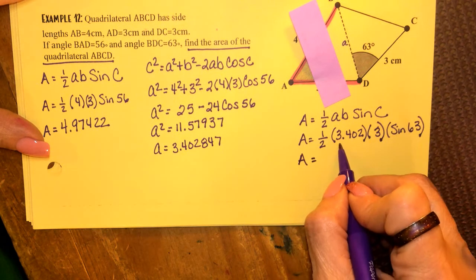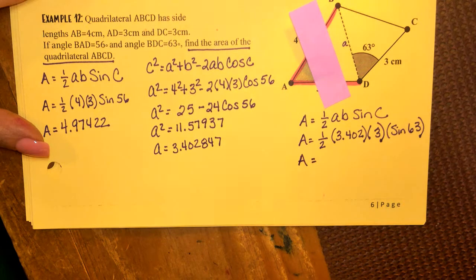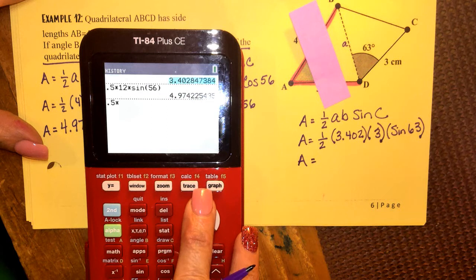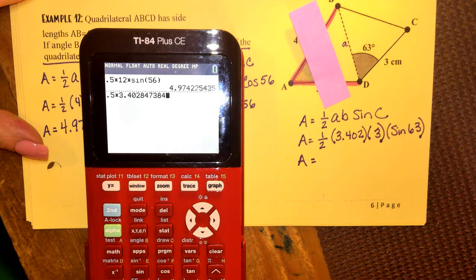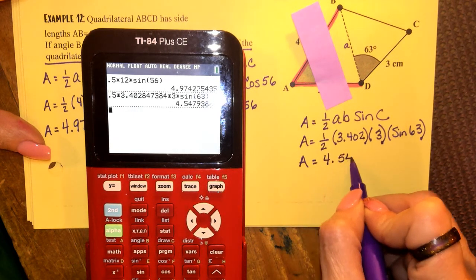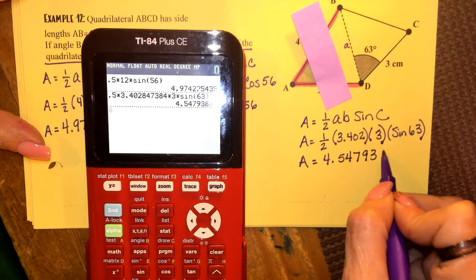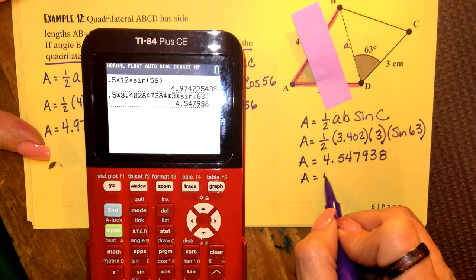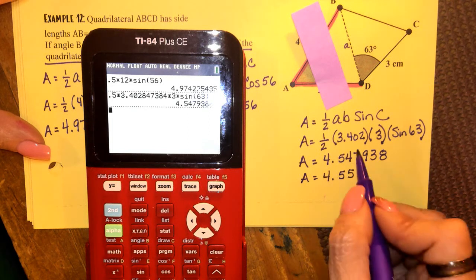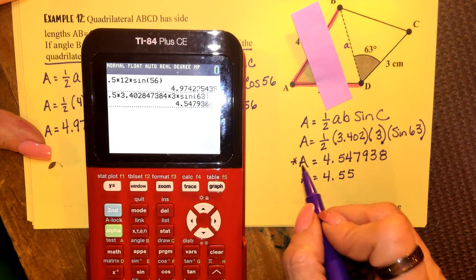So area equals, if you plug all this in, we're going to do it all at once. 0.5 times, I'm going to go up here where I had that number and enter, so now it's multiplying by that, times 3 times the sine of 63. Make sure I did that right. Yep, 4.547938, so the area is 4.55. I would probably keep this one right here to add it together.